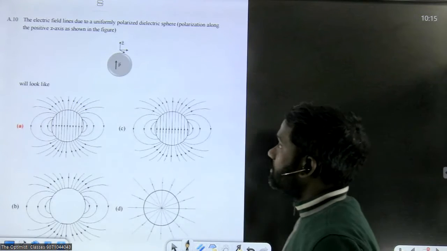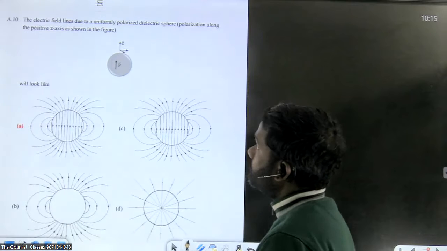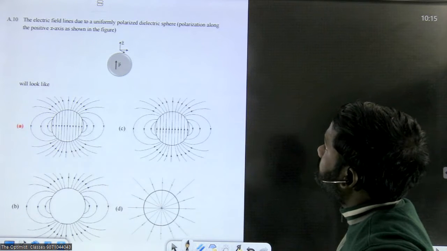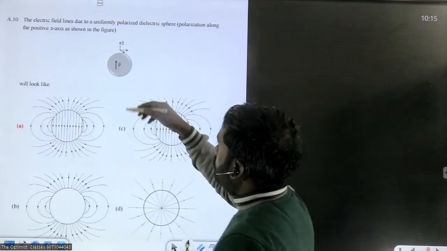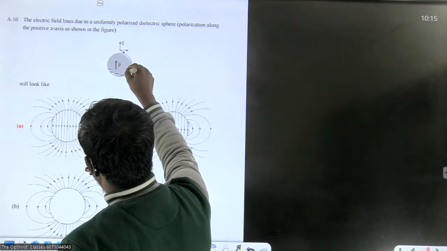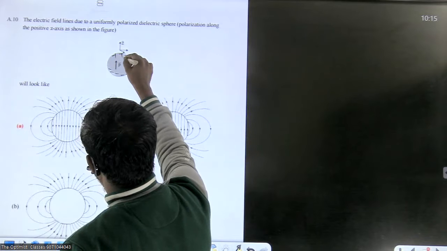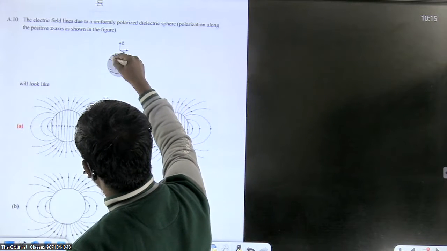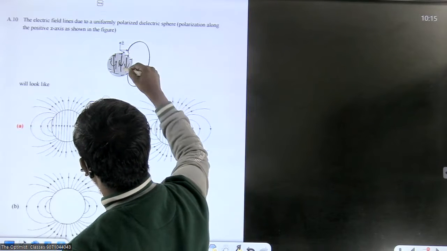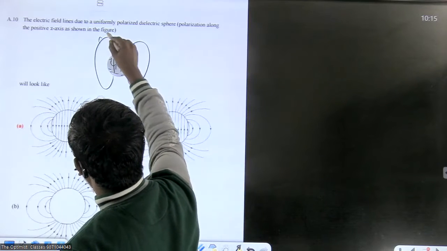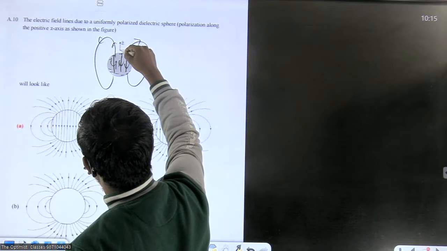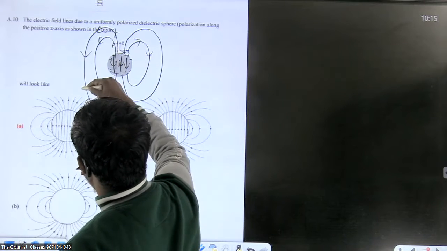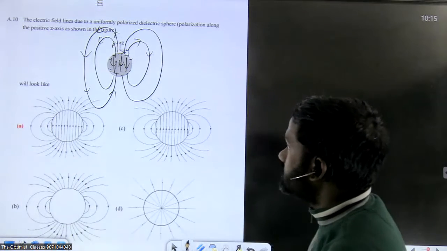Now this one. This is a very elementary question. It says an electric field due to a uniformly polarized dielectric sphere. So this is a uniformly polarized dielectric sphere. This side will be negatively charged and this side will be positively charged. Inside, the electric field will be from positive to negative like this, and outside also from positive to negative like this. From the positive charge, field lines will start and they will terminate on negative charges. So that is the situation.